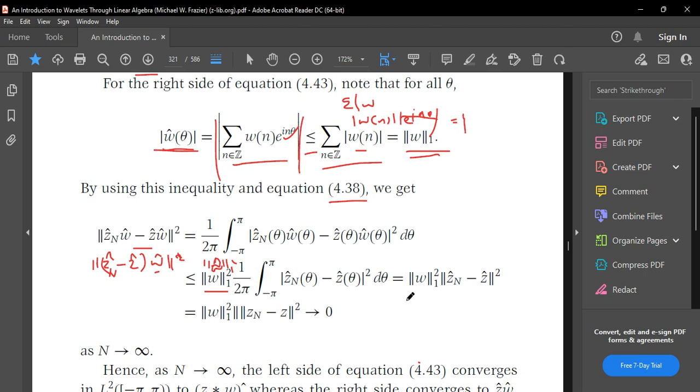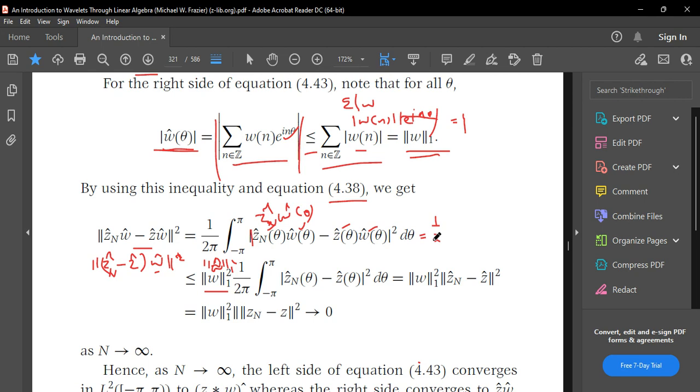To resume, we have computed here the norm squared of Zn cap W cap minus Z cap W cap, which by the norm 2 definition is equal to 1 by 2 pi integral from minus pi to pi of the modulus of this value at theta, that is, modulus of Zn cap W cap of theta. Zn cap W cap of theta will be equal to Zn cap of theta W cap of theta minus Z cap of theta W cap of theta, the whole square d theta.